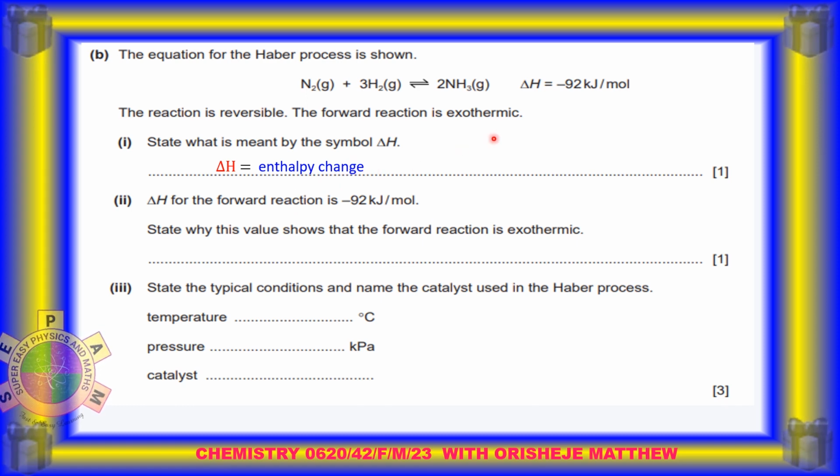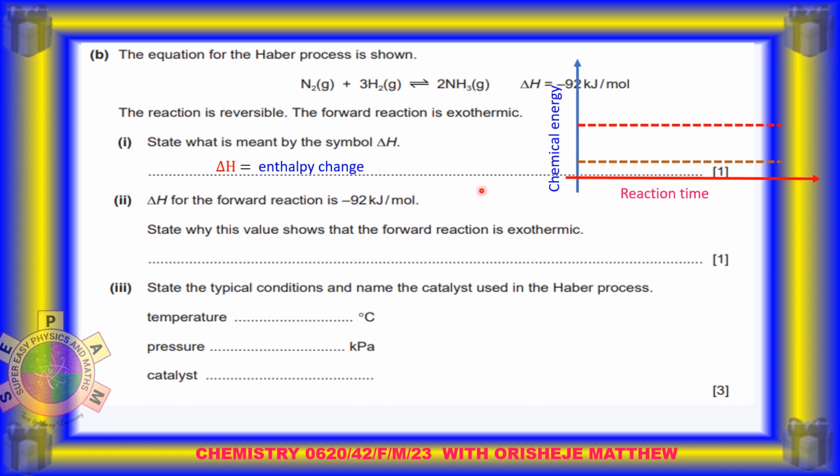Okay. Now, if you look at the enthalpy change, you have the energy and then you have the time of reaction. Here, because it's an exothermic reaction, the energy of the reactant is higher than the energy of the product. So the reactant is on the top, it has more energy than the product. When the reaction takes place, you have the product, then you have the activation energy, that is the gap between the reactant and the peak.